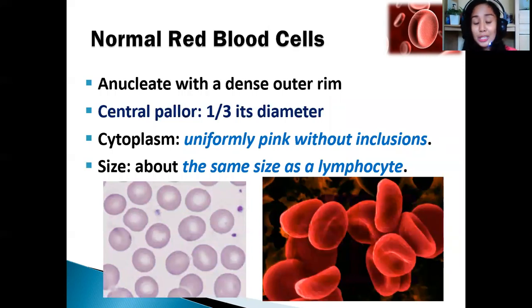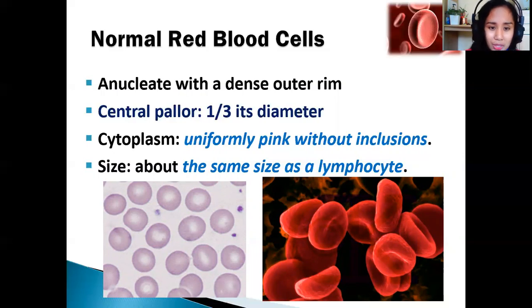Guys, your red blood cells have no nucleus. It is anucleate with a denser outer ring. Class, no nucleus. Does a reticulocyte have a nucleus? No, also none. But the granules, the dots that you can find in your reticulocytes, are RNA. The stage which has a nucleus is the orthochromic red blood cell.